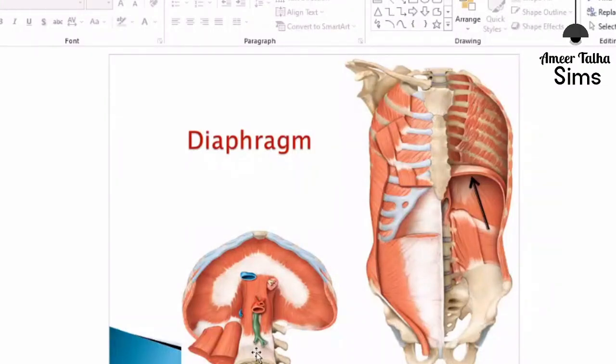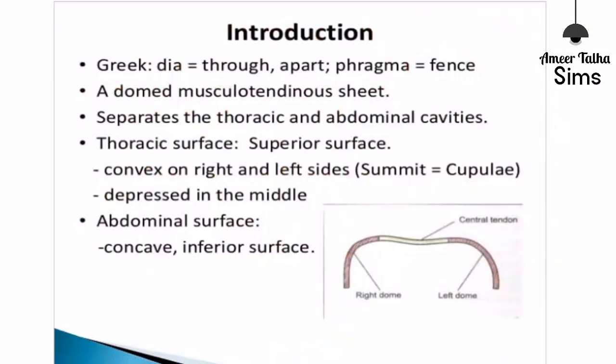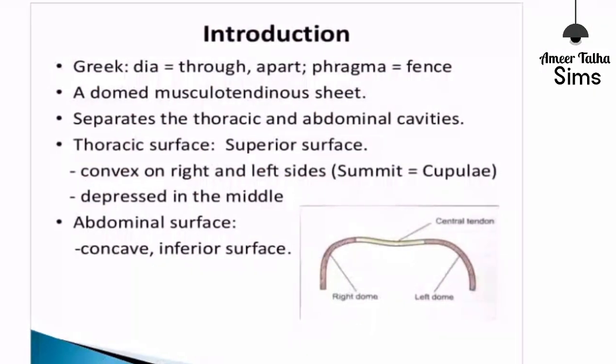Yes, ma'am. Okay. Now we will discuss the diaphragm. What is the diaphragm? The diaphragm is a domed musculotendinous sheet. It separates the thoracic and the abdominal cavity, and it has a superior surface or thoracic surface, and an inferior surface or abdominal surface.